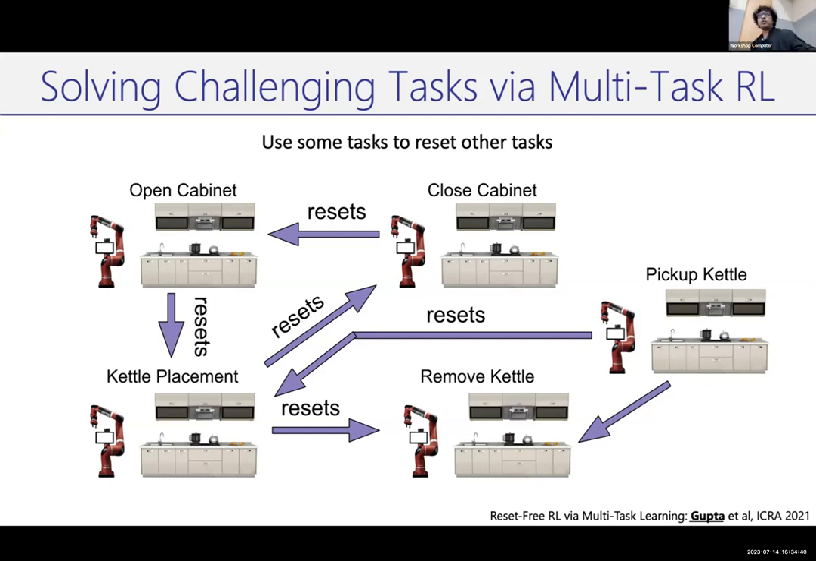Maybe it's flipped over. Then you have the task of flipping it back up and so on. Right? So just by learning multiple different tasks together, the hope is that we can build these autonomous systems. Okay, we kind of buy that?